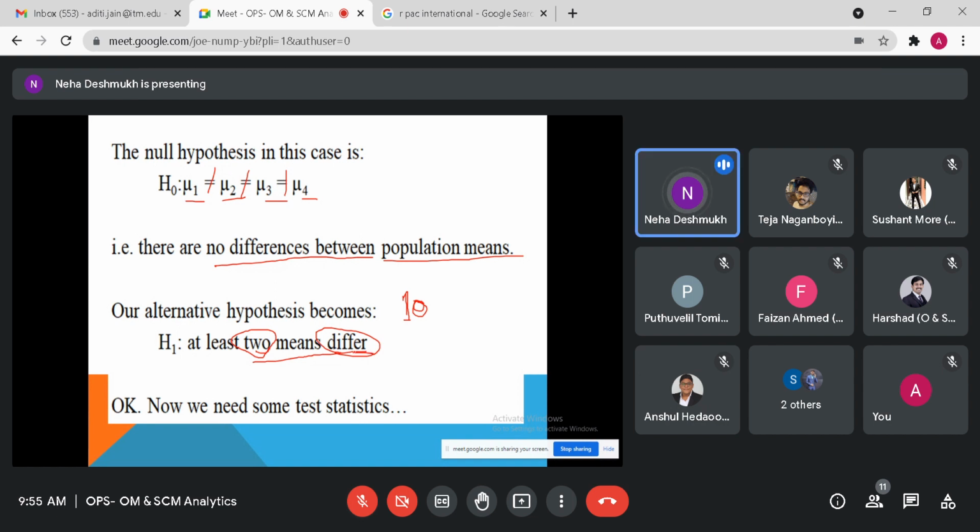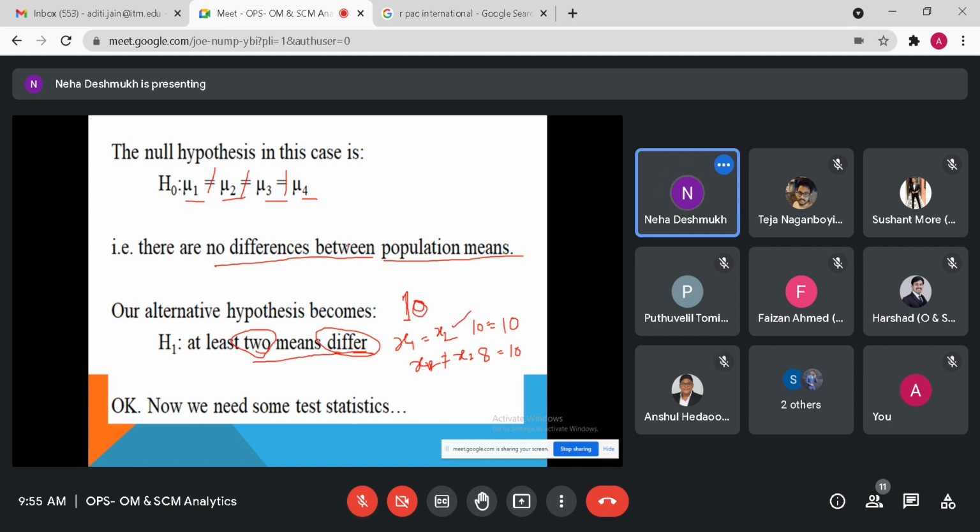So for a difference, there should be two values, x1 and x2. Either both can be equal, or both can be not equal: x1 is not equal to x2. When both are equal, there is no difference. Both have the same value. 10 is equal to 10. There is no difference in the variation or in the population means. Here I am getting an average of 8 and here an average of 10. Yes, there is some variation in the data. Are you getting my point?